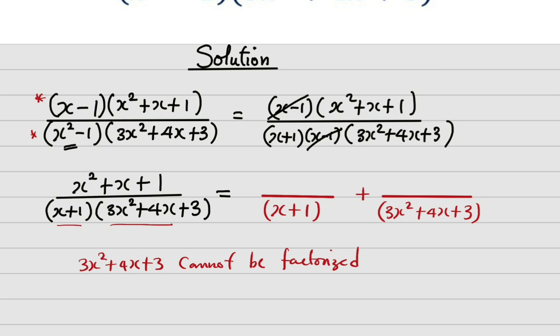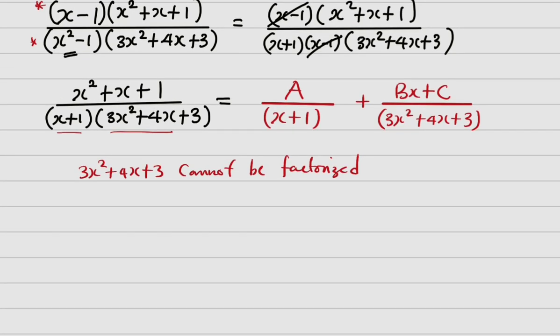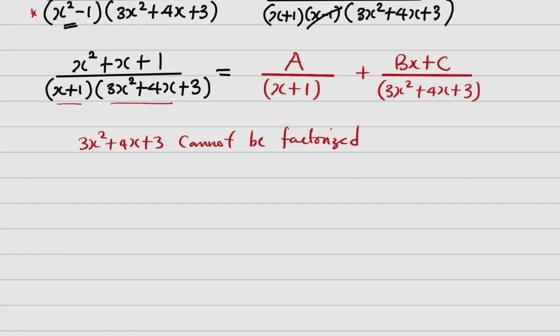Remember, this is linear, so the numerator is going to be just a constant. But this is quadratic, so this is going to be bx plus c. It's going to be linear. Quadratic denominator, but linear numerator. Since we have this, then we'll move further to solve this question. So I have a.